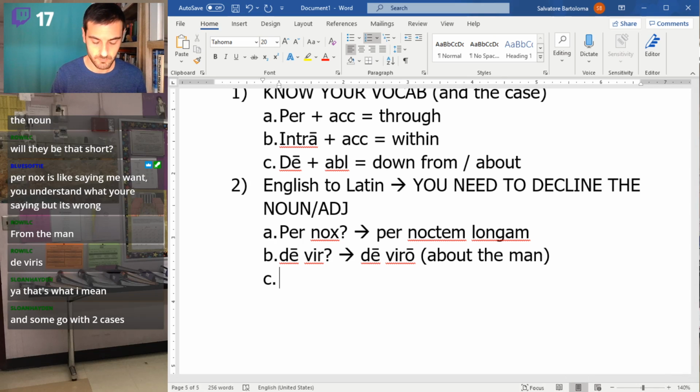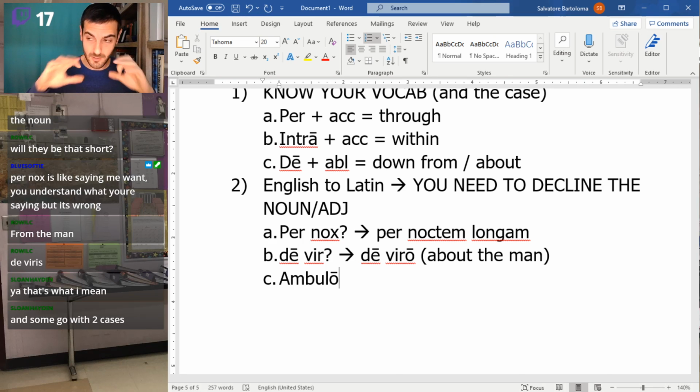I'm trying to think of a good one. Ambulo. Oops, I keep doing that. I have two different keystrokes for different computers on how to do long marks. On my Mac, it's one keystroke, and on my PC, it's another one. So I always get them mixed up. My brain gets wired.